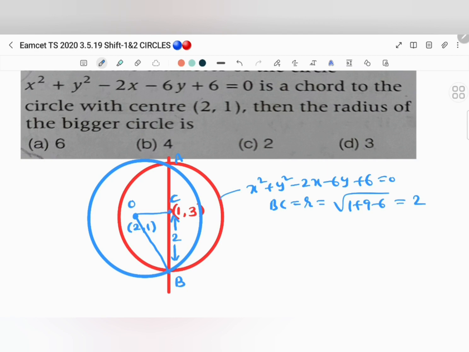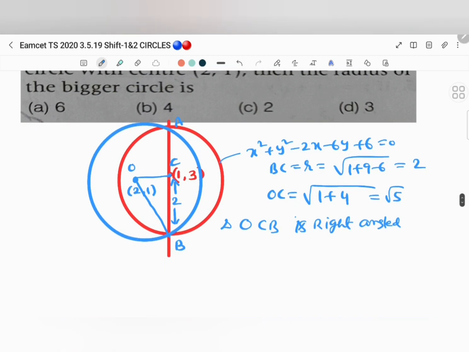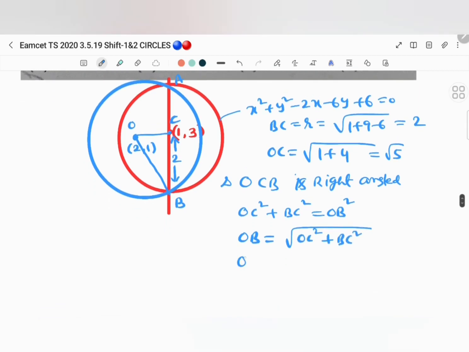From here to here, the OC distance we also have now. OC is root of 2 minus 1 whole square plus 3 minus 1 whole square; 1 minus 3 is 2, 2 square is 4. So root 5 it will be. So triangle OCB is a right angled triangle. So OC square plus BC square is equal to OB square. So OB is equal to root over OC square plus BC square, root 5 whole square is 5.